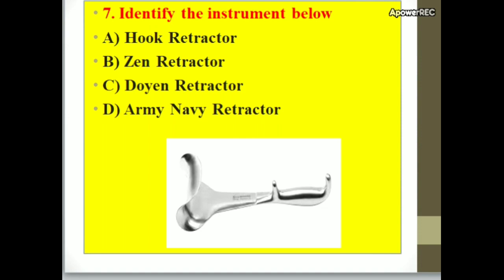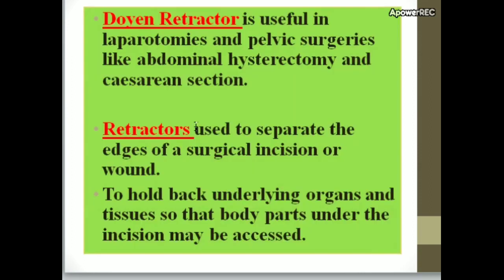Next question, identify the instrument below. Hook retractor, Sen retractor, Doyen retractor, Army Navy retractor. Correct answer is Doyen retractor. This instrument is Doyen retractor. You can move on to the explanation page.